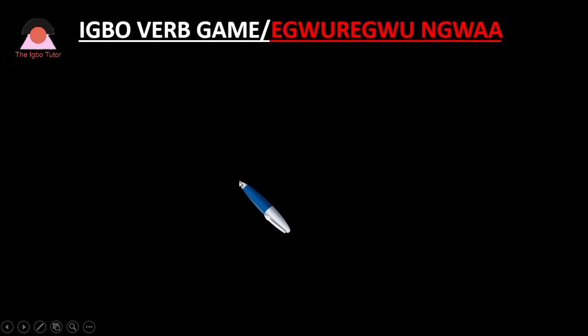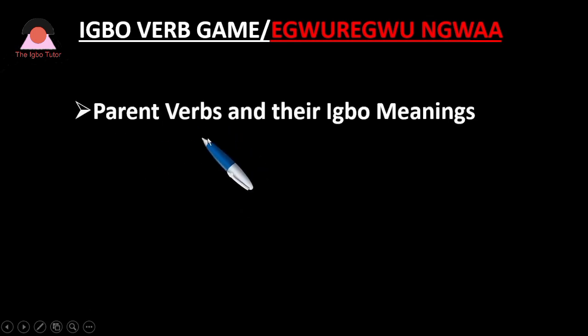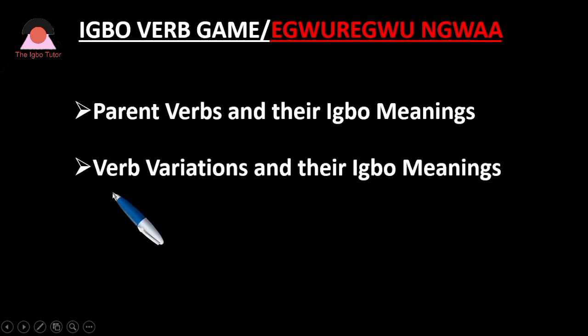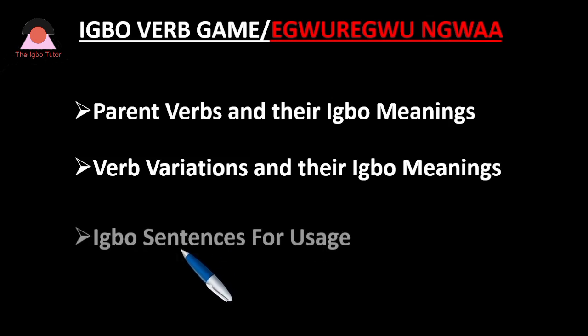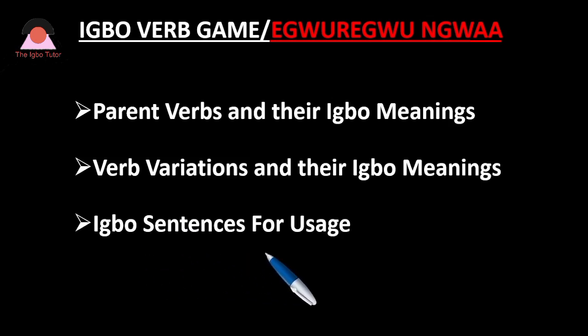You remember, if you've been following us, that we always cover three aspects in this Igbo verb game, or Egwuregwu Ngwa. Number one, we cover parent verbs and their Igbo meanings. That is what we cover first, followed by verb variations and their Igbo meanings. These are verbs that change from one form to another depending on the circumstances and scenarios where they are used. And finally, we make simple sentences using those verb variations as they occur for a better understanding.